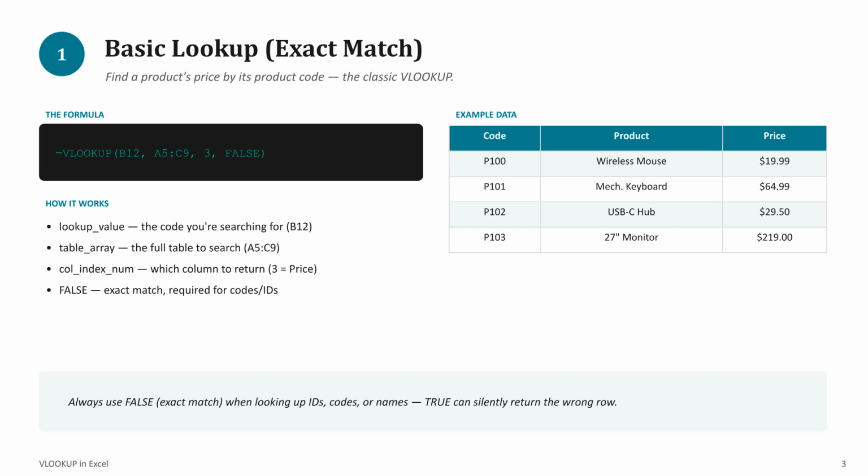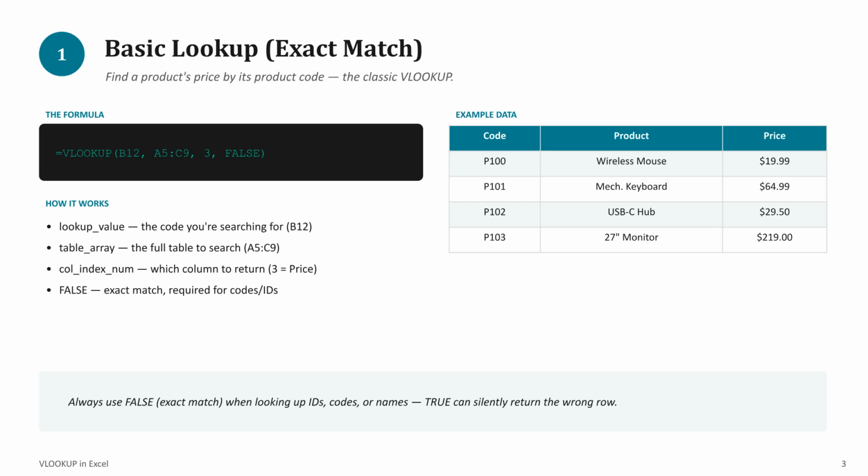Here's our formula. Equals VLOOKUP, then B12. That's our lookup value, the product code we're searching for. Next is A5 to C9. That's the table array, the full range of data we're searching through. Then the number 3. That's the column index number, telling Excel to return whatever's in the 3rd column of that range, which in our case is price.